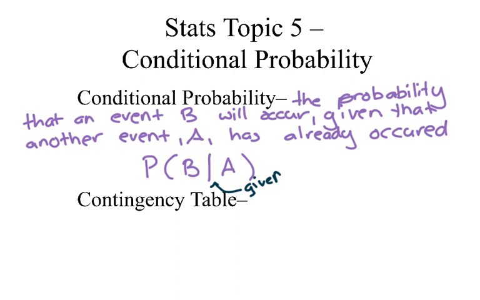Now, a lot of this information or data is given in what we call a contingency table, which is also called a two-way frequency table. And it's basically just a table that contains data from two or more categories.